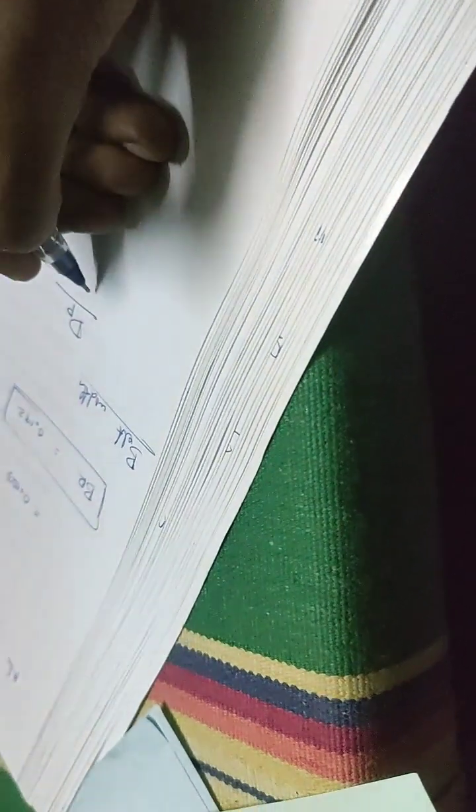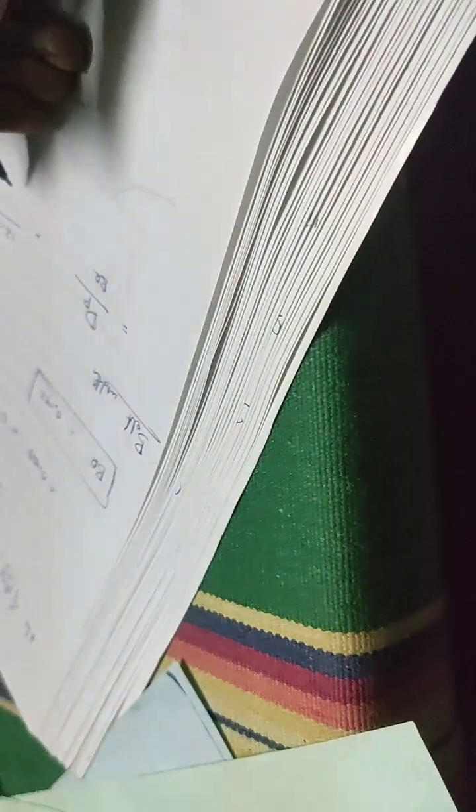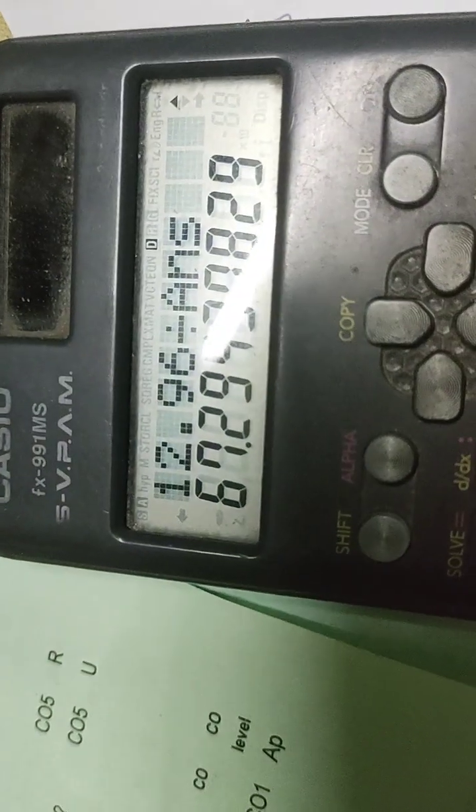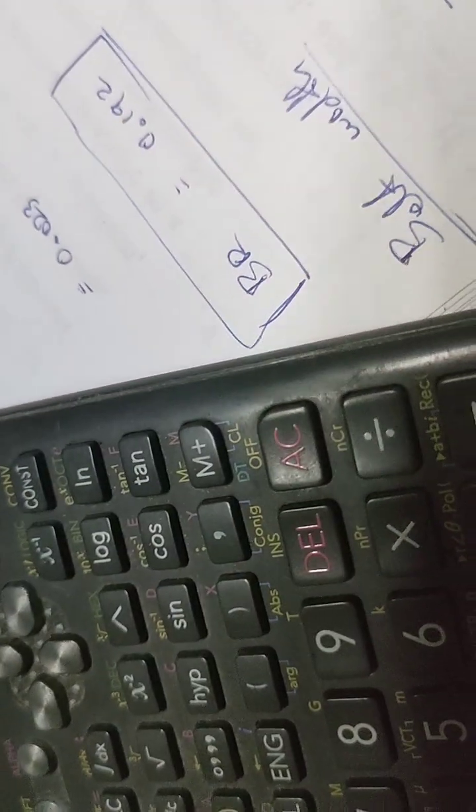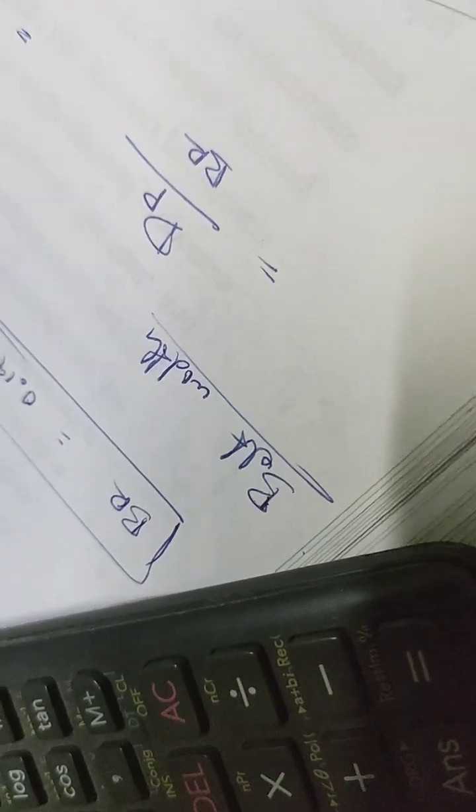The belt width formula is design power divided by belt rating. We got design power 12.96 divided by belt rating 0.192. You get 67.29, and this is the belt width we got.